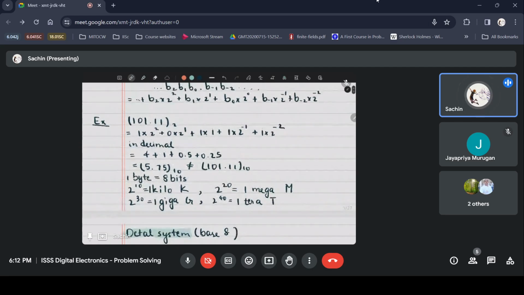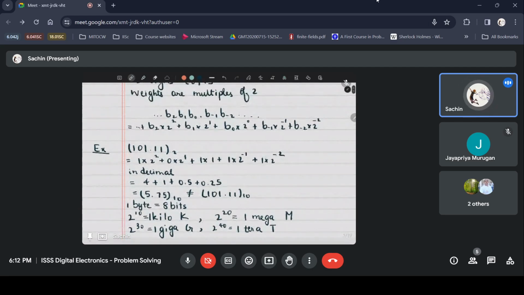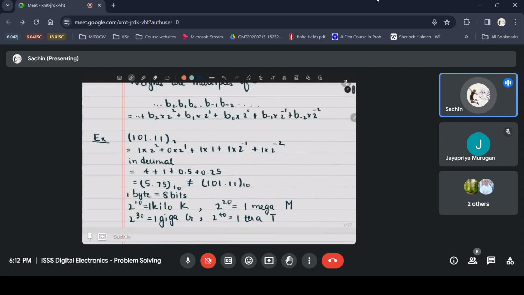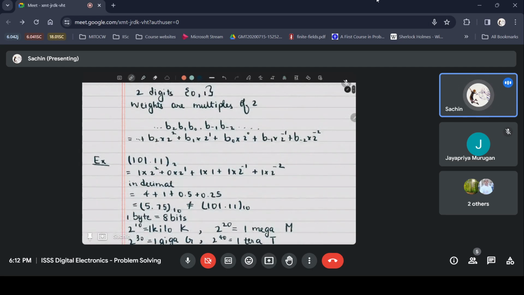Alright, a few terms you need to know in binary systems: if you have 8 bits or 8 digits, that's called 1 byte.